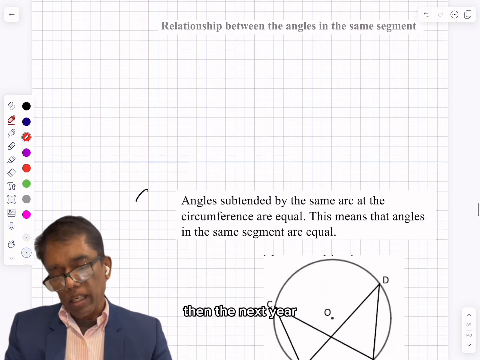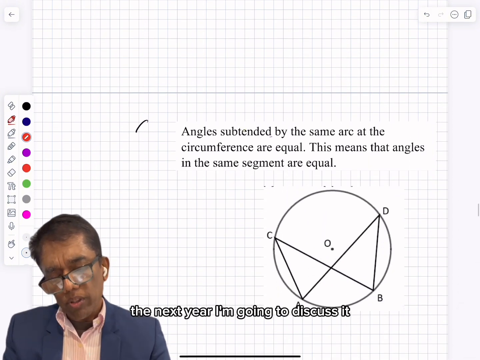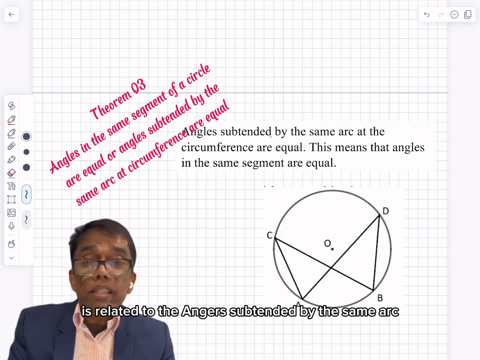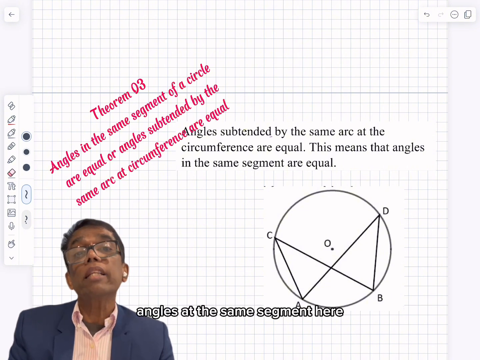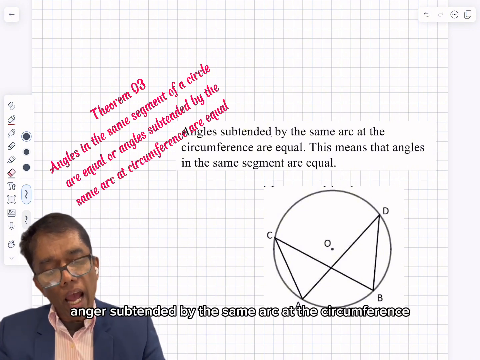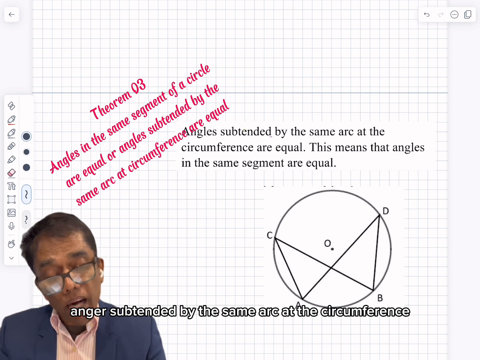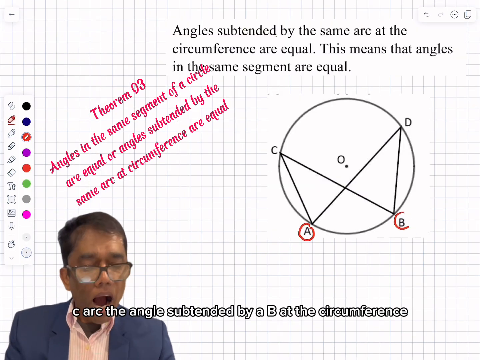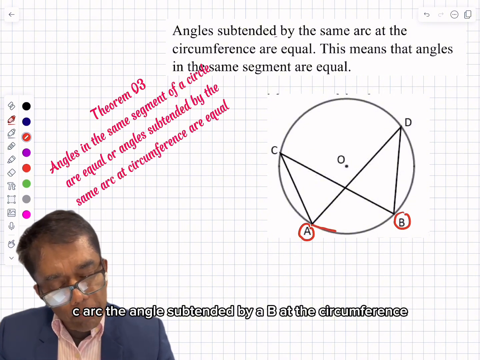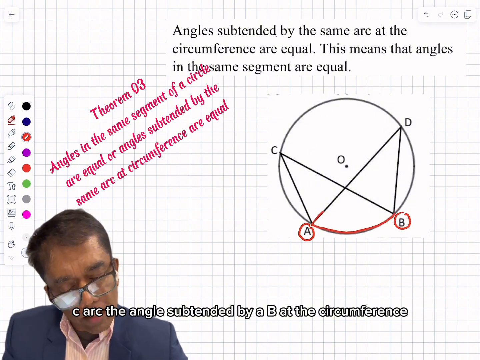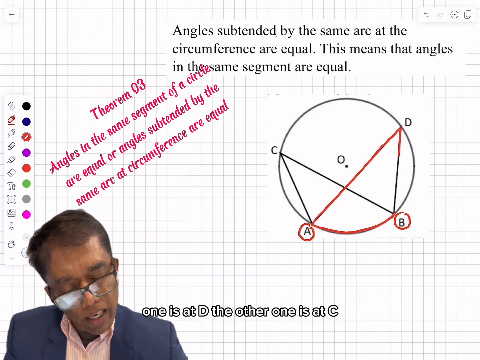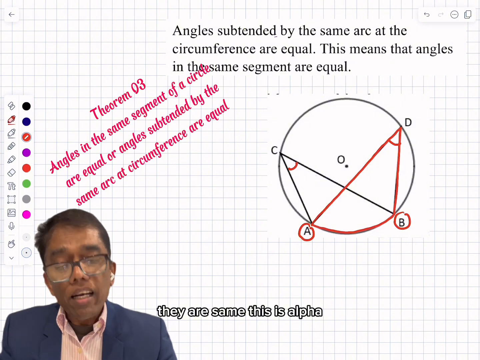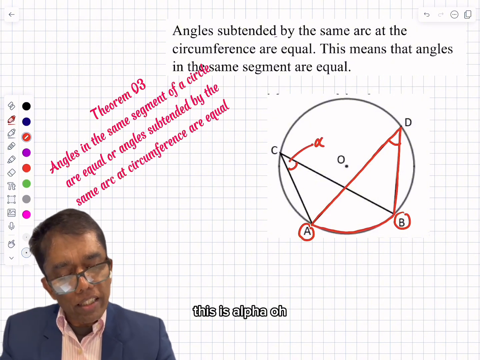Then the next theorem I am going to discuss is related to the angles subtended by the same arc, angles at the same segment. Here, angles subtended by the same arc at the circumference are equal. AB is an arc. The angle subtended by AB at the circumference, one is at D, the other one is at C. They are the same. This is alpha, this is alpha.